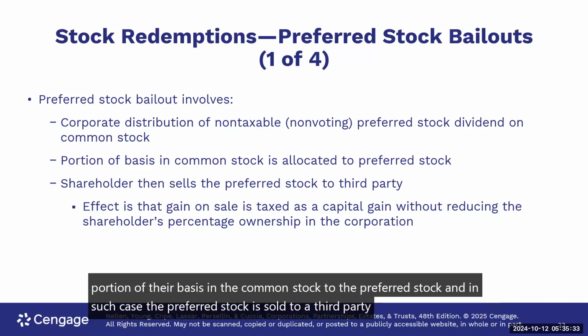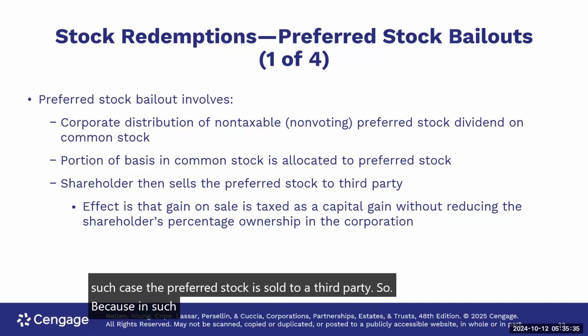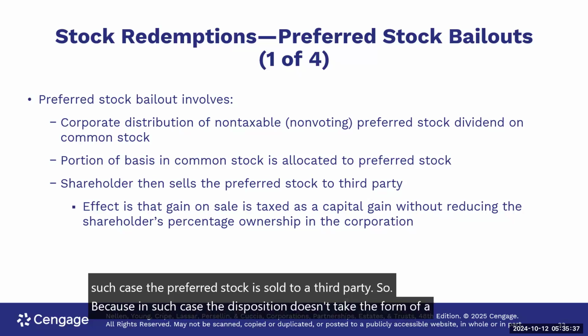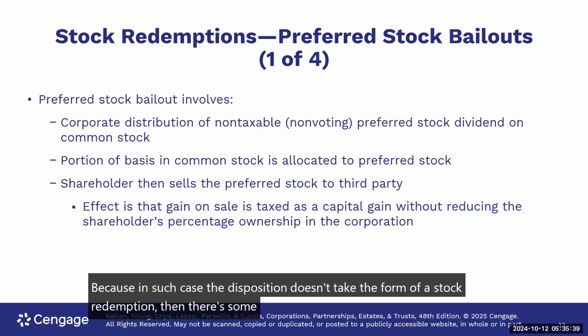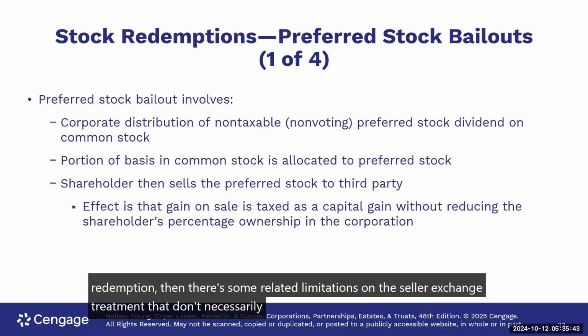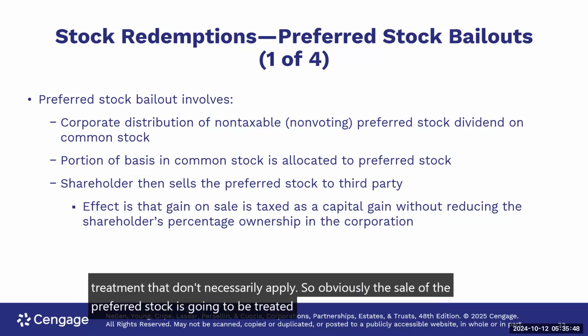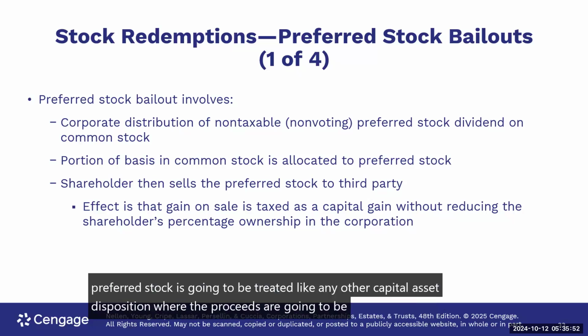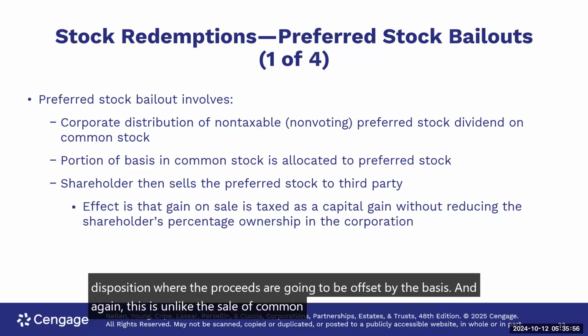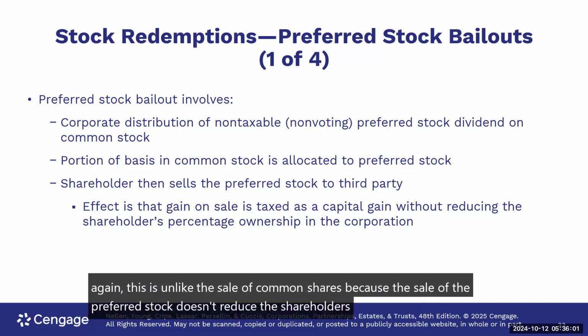Because the disposition doesn't take the form of a stock redemption, some related limitations on sale or exchange treatment don't necessarily apply. So the sale of the preferred stock is going to be treated like any other capital asset disposition, where the proceeds are offset by the basis. And again, this is unlike the sale of common shares, because the sale of the preferred stock doesn't reduce the shareholder's ownership interest in the corporation.